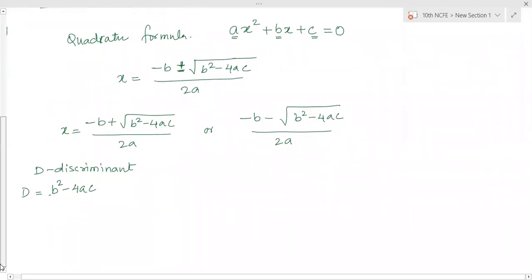Always find out this value separately, and then substitute the value of D in this formula. Due to the presence of D, the formula changes to x = (−b ± √D) / 2a. So here only the D value you have to substitute. First write this formula, and then find the value of D separately, without substituting directly in this equation.